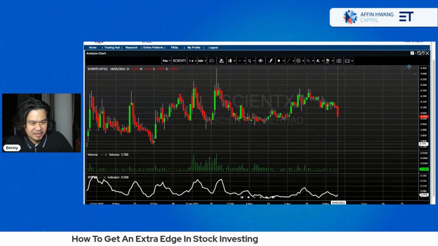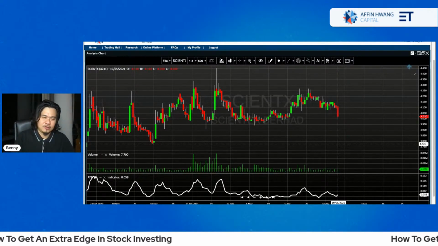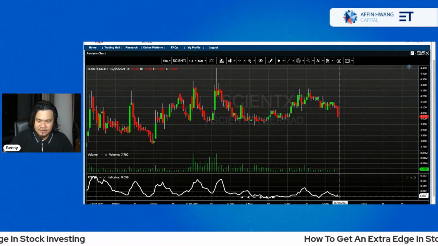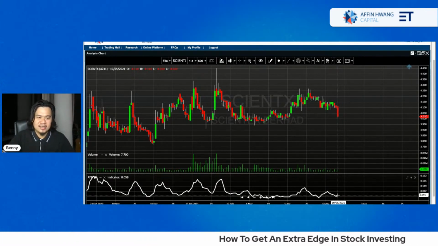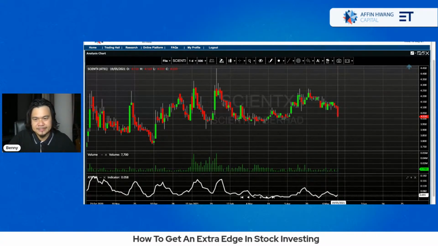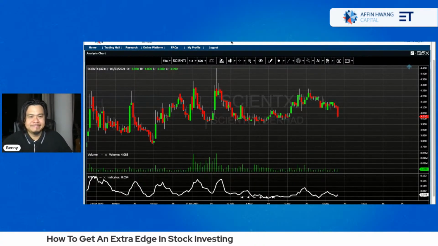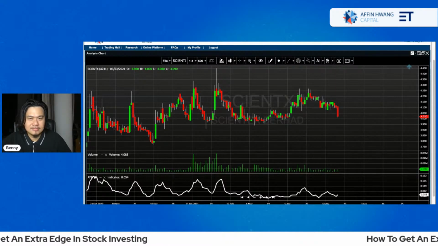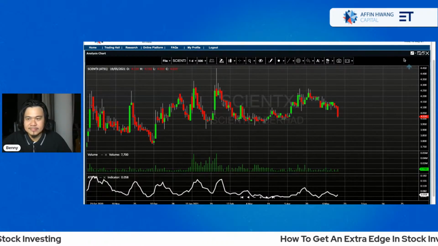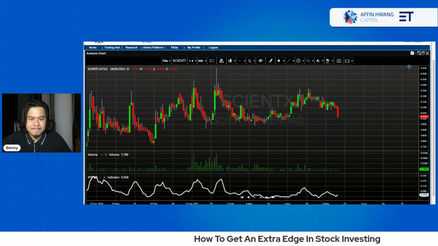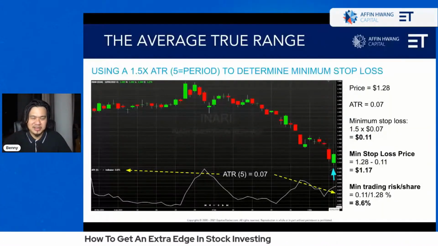So it's a very simple indicator. The indicator is already there, already pre-calculated for you. All you need to do is look at the current figure, the current average, which is, in this case, 6 cents. I can only share with you guys one, because, again, this is not about strategy to buy or sell. This is an extra edge for you when you make that trading decision.